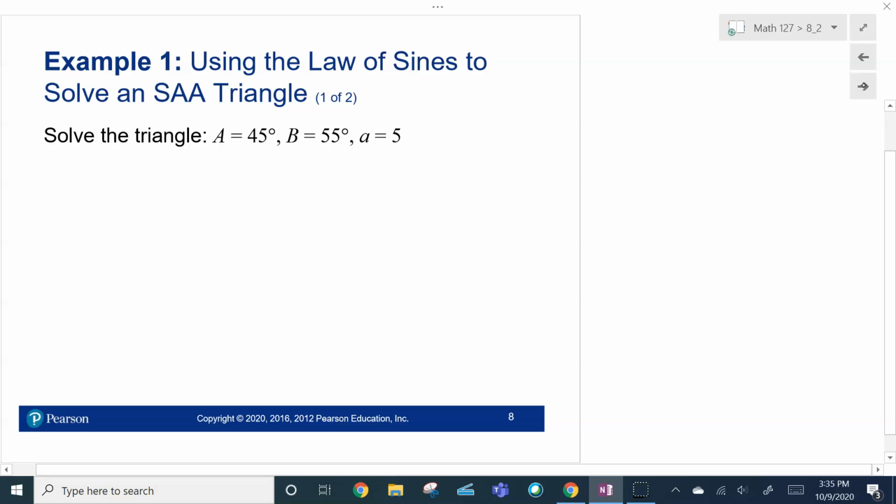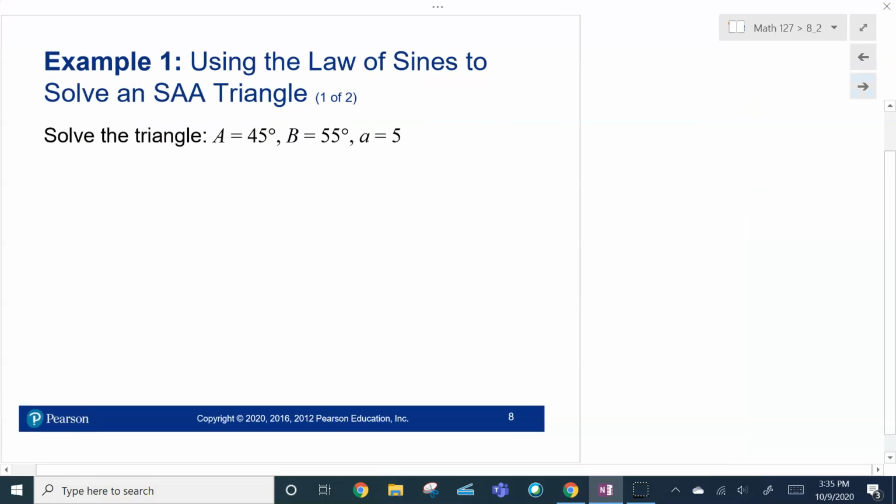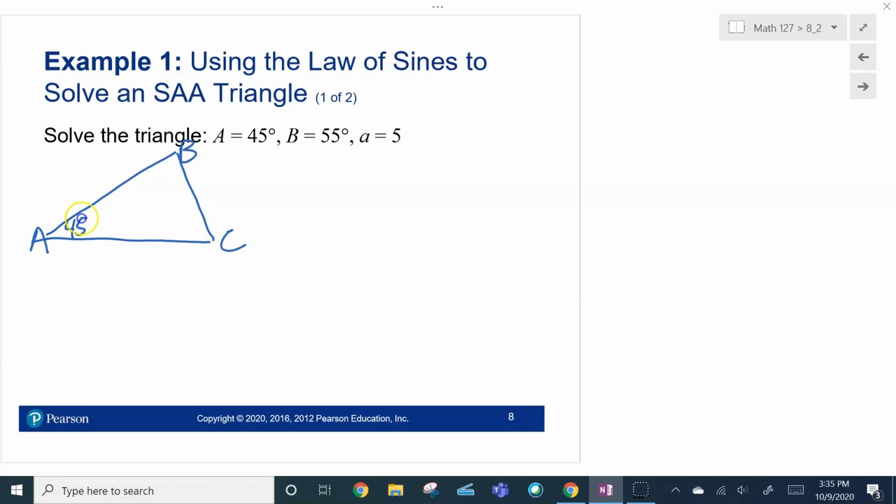Now let's do it for a situation where we have an angle side situation. So let's draw this. We have A, we got B, we got C. Our A is 45 degrees. Our B is 55 degrees. Side opposite A is 5. Notice we have angle, and then a side, right? Angle, side. So we're going to use the law of sines here.